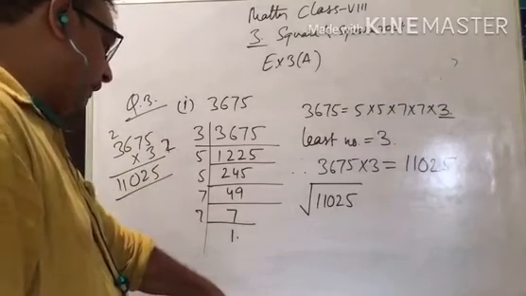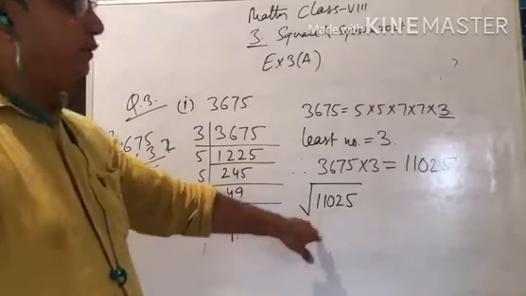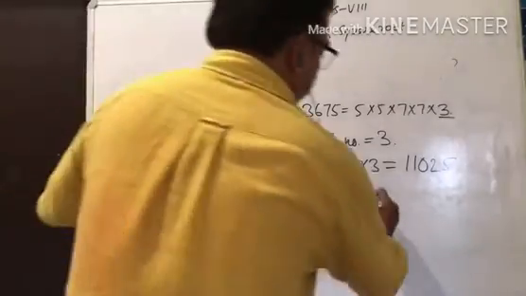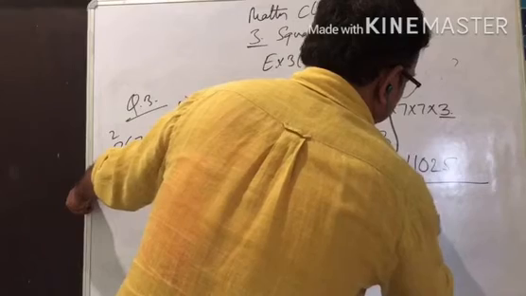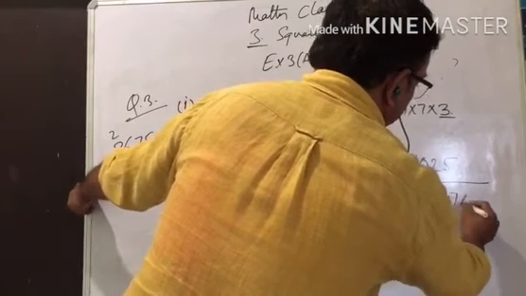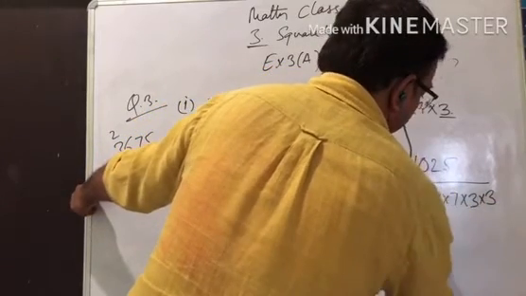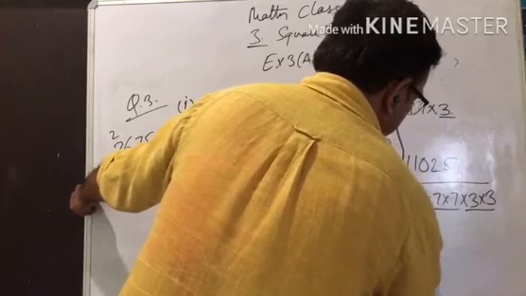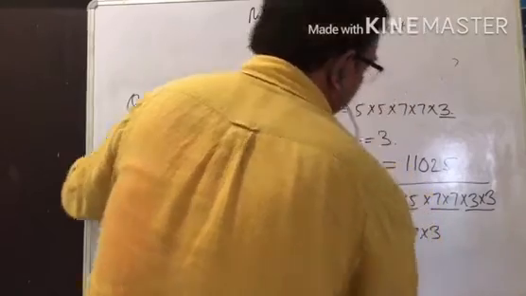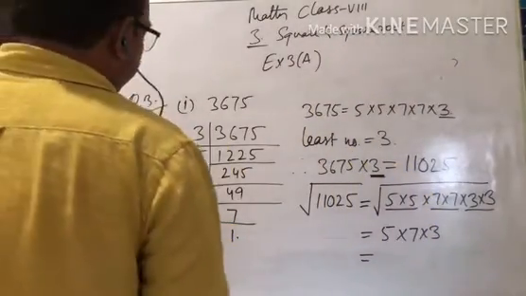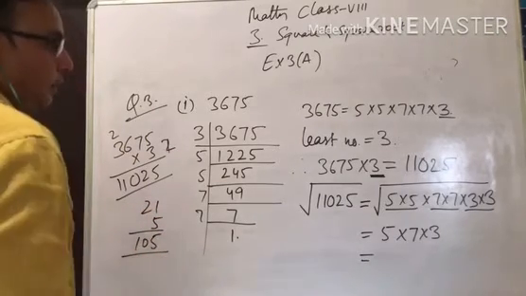And the second part of the question: in each case, find the number whose square is the new number. So we have to find that number also. We write 5 times 5, 7 times 7, 3, and we multiply by 3 also here. So we include 3 here. Then take out the numbers, one from each pair. So it will be 7 times 3 is 21, and 21 times 5 is 105.